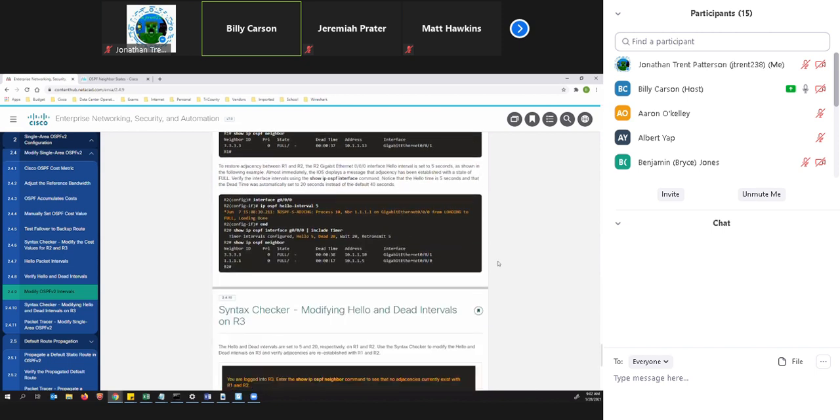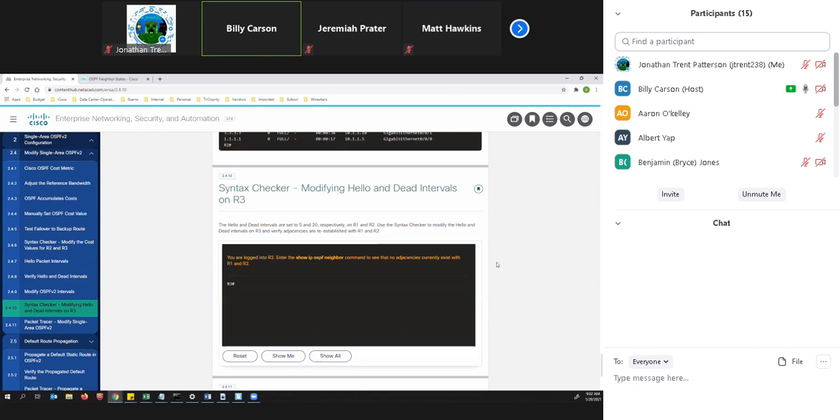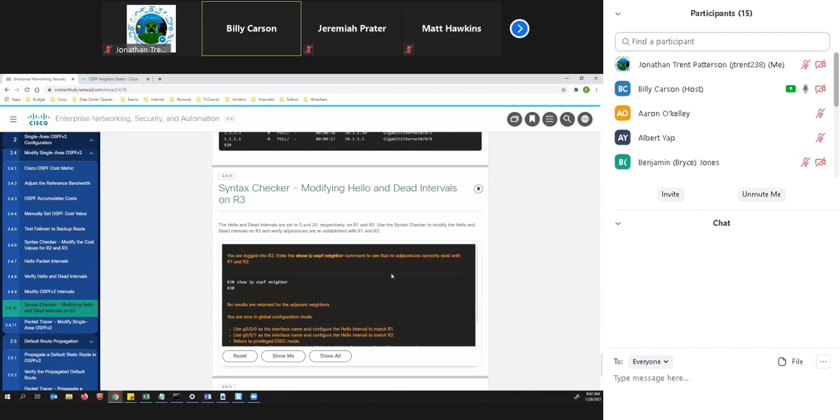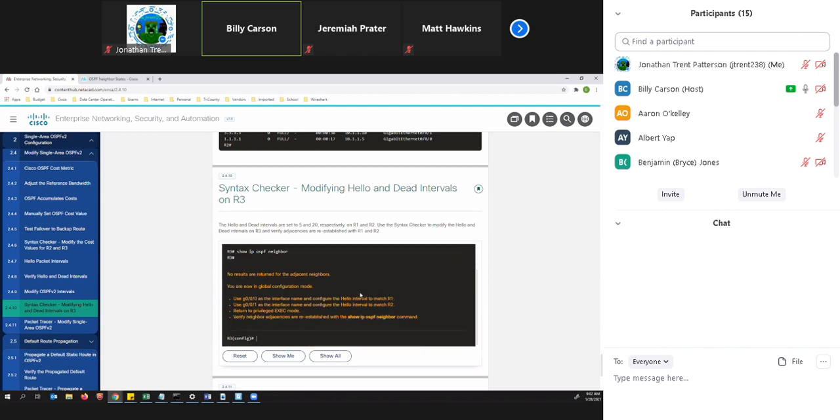And here, you know, just changing your intervals right here. So this is going in and modifying the hello and dead intervals. Pretty straightforward here. You're logged in R3. Enter the show IP OSPF neighbor command to see who's adjacent to us. So we're going to go show IP OSPF neighbor. Okay, so I can see here no results are returned.